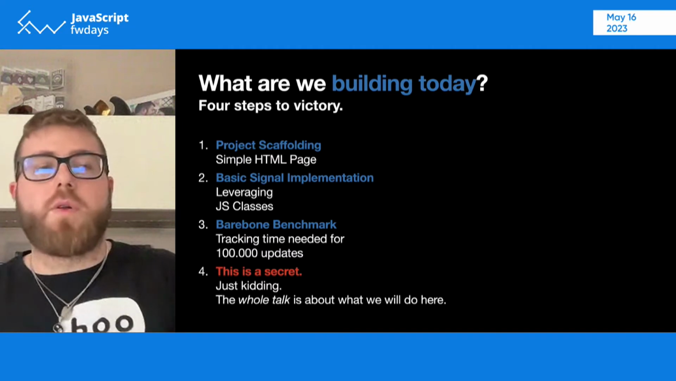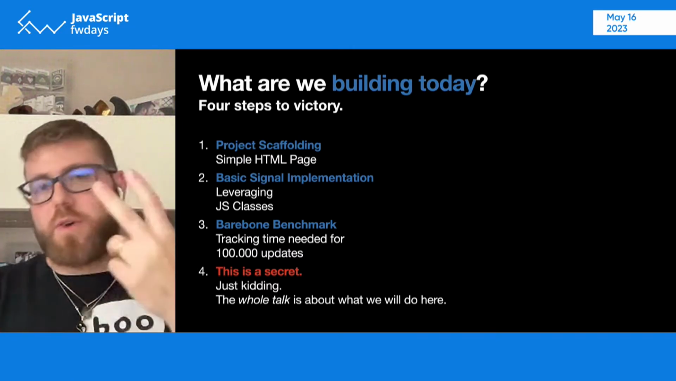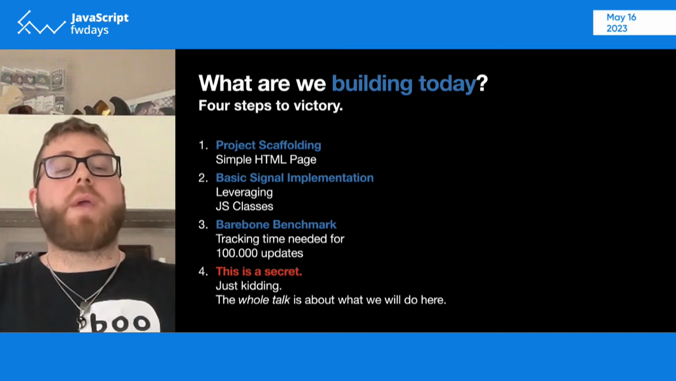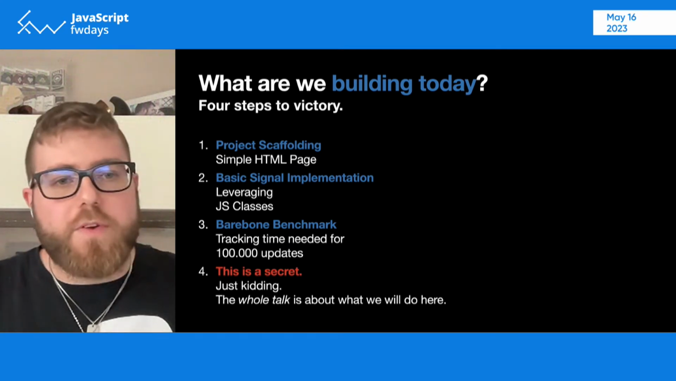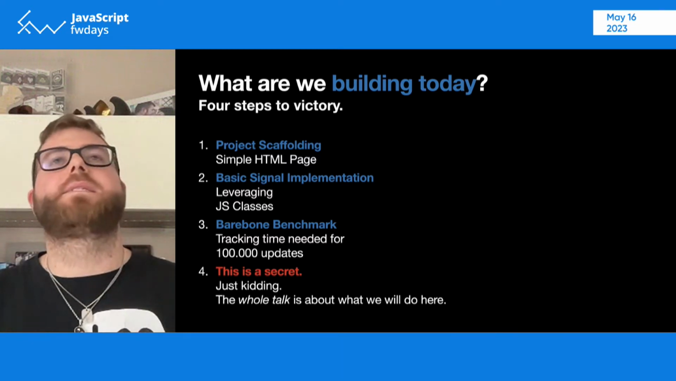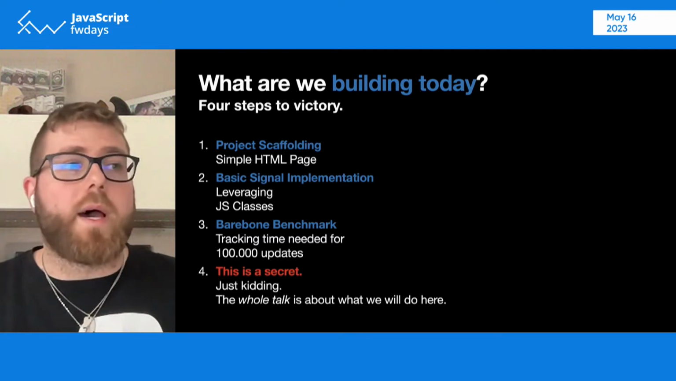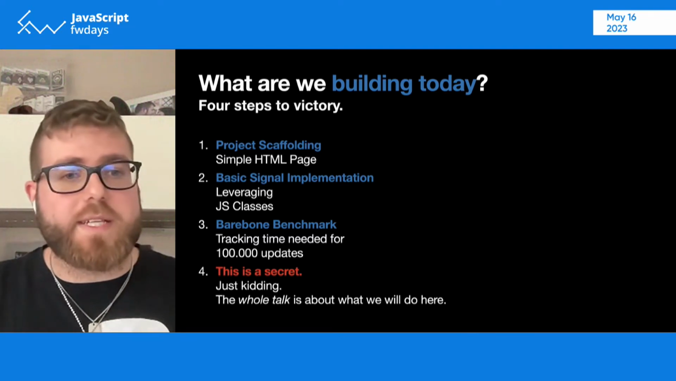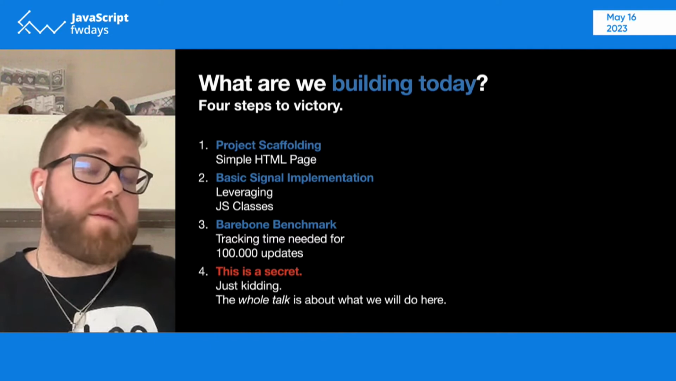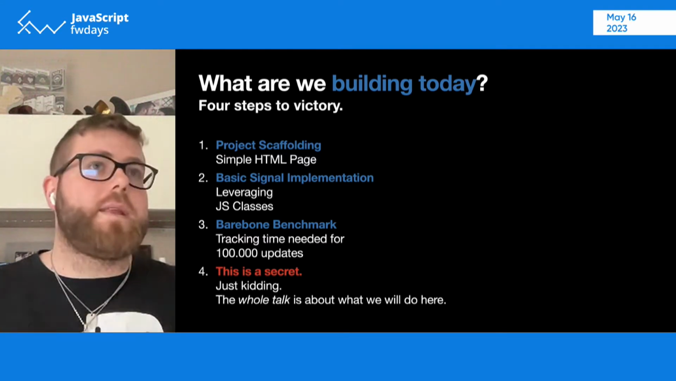So after all this talking, what are we building today? I promised you a live demo. This will be our third part. We have 4 steps to victory. So the first is project scaffolding. What do we mean by project scaffolding? A simple HTML page with nothing particular inside it, with a simple title and a couple of things inside it. Second, a basic signal implementation. So let's take a minute talking about what I personally mean by a signal.